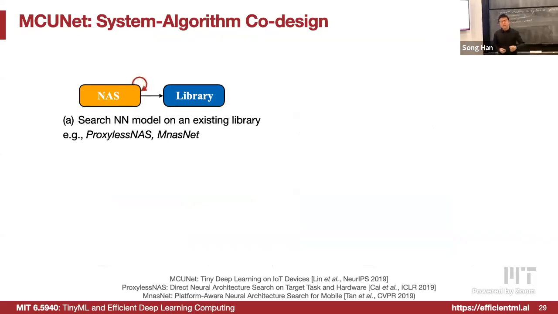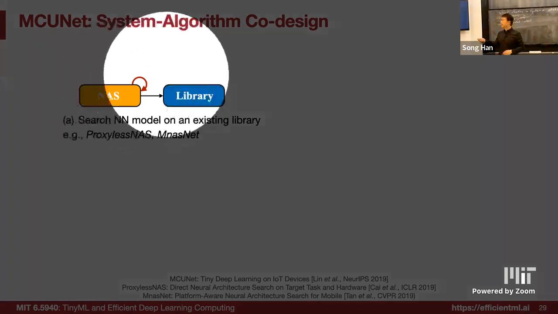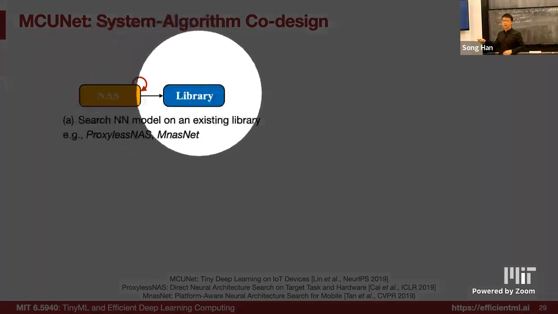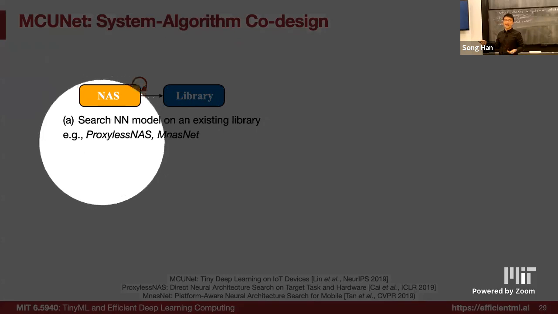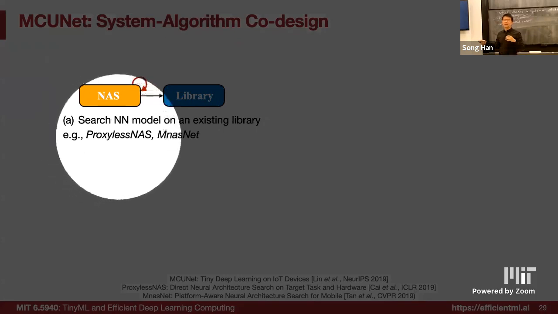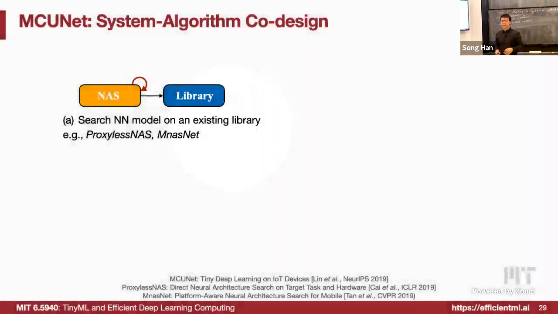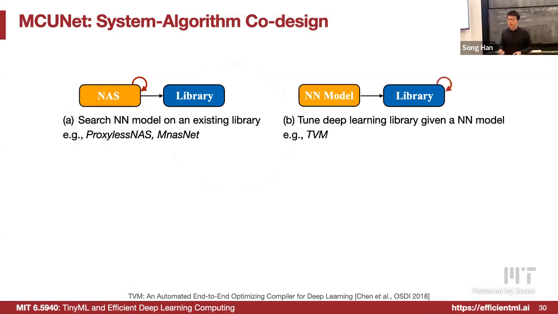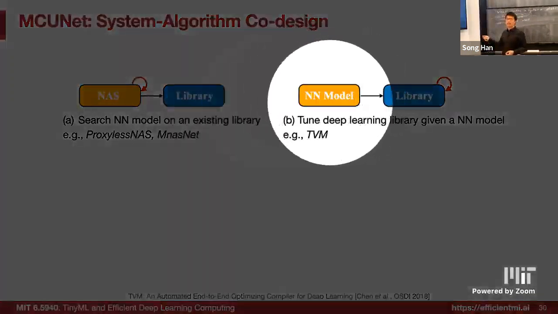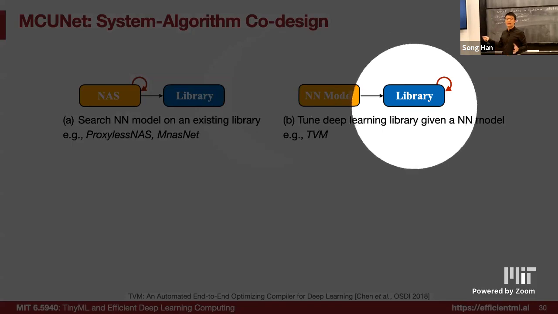So what is system and algorithm co-design? We have a very large design space, right? We can design the algorithm side by changing the neural network architecture, given a fixed library. For example, we learned Proxyless NAS, designing a customized, specialized model given the hardware and the library. There's other work assuming the model stays the same, but developing new libraries like TVM.